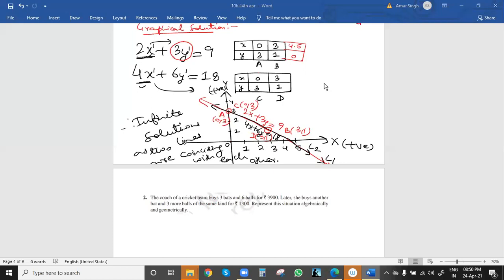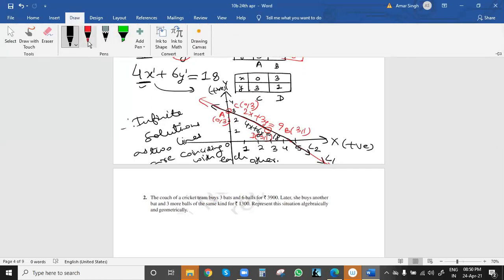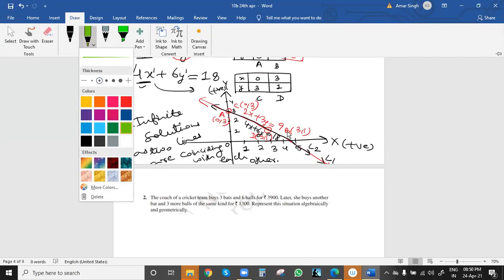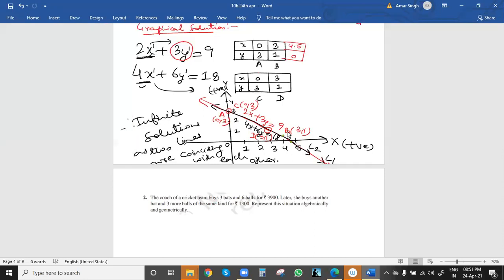From the graph, and before that also, we know that a1/a2 equals b1/b2 equals c1/c2. But we can draw the graph. In the question they asked to represent graphically, and we can solve also. Solving means to get the values of x and y. So many values we get because both the lines are coinciding. Why many values? Because all the points on the lines are common to both the lines. That's why many points are there, that's why infinitely many solutions.